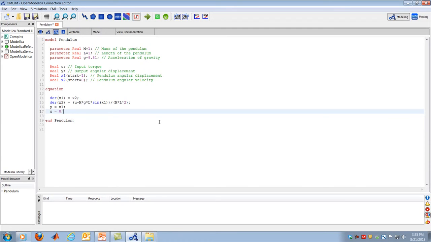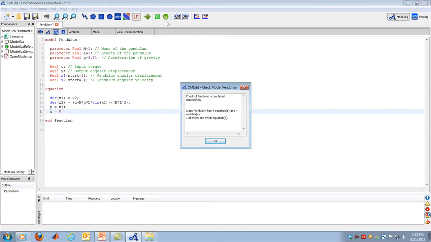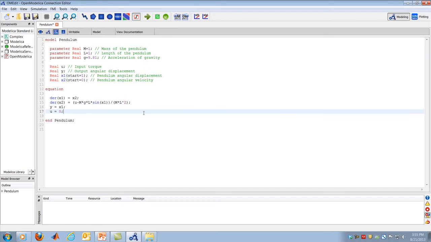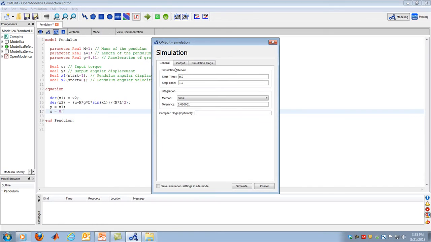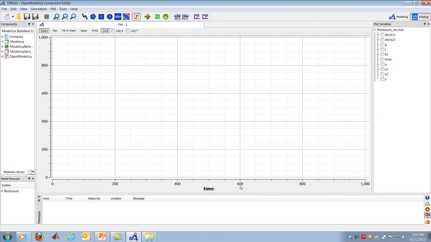If I click on the check button here, OpenModelica checks the equations for me, and it says I have 4 equations and 4 unknowns. Let's not worry about what trivial means here, how many of those equations are trivial and what that means. It basically says I have 4 equations and 4 unknowns, which is really great. And so it's ready to compile this model and run it for me. I'm going to hit the run button, and I'm going to simulate this model for about 10 seconds here and see what I get. So if I hit simulate, it compiles the model and then it runs it.